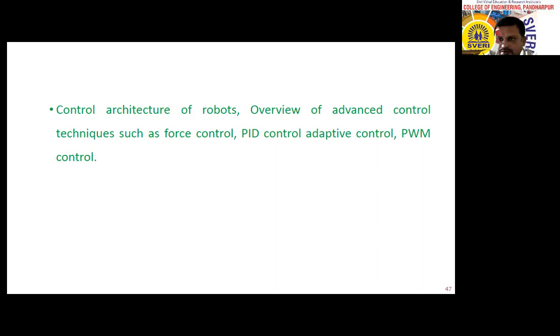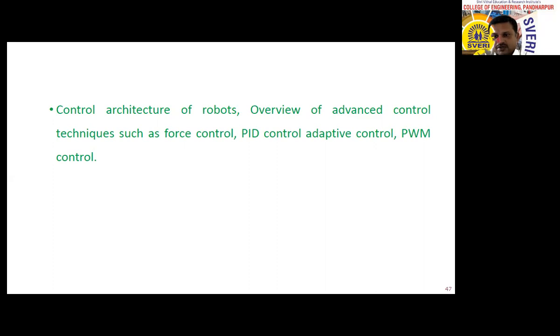Why we have to control force? Because you know that a robot is used to pick and place objects. Therefore, while picking the objects, the end effector or the fingers of the robot should apply force to grip the object and then to place it. Therefore, for that, force control is also necessary.